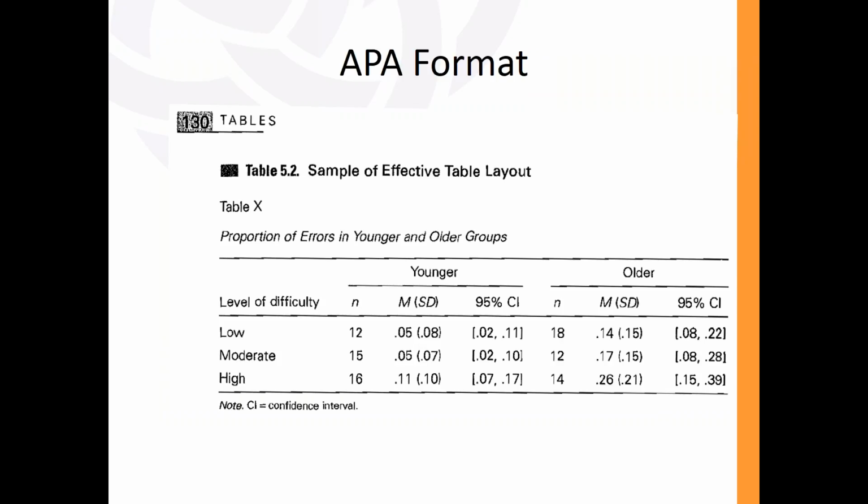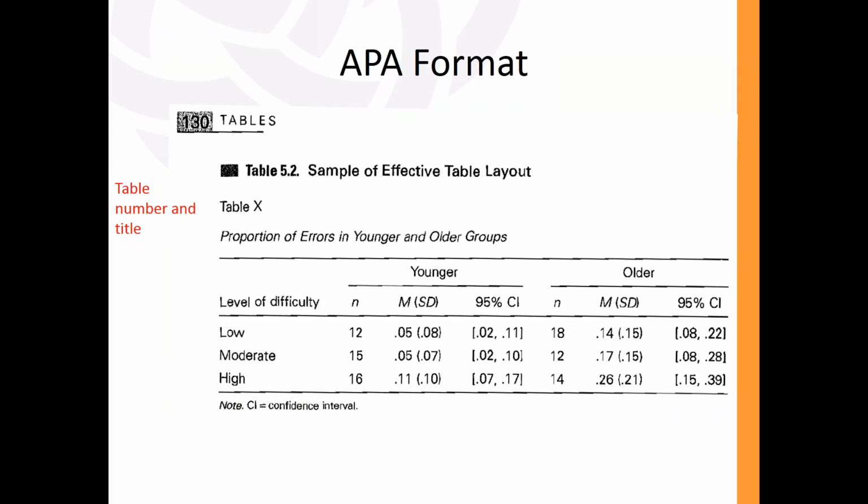So that's what we're going to do sort of step by step. Not using these data, using a different set of data, but the numbers themselves don't matter. It's the process of how you get to this end result. So we have a few different elements here. The first is you have this table number and a title. So here it's table X.